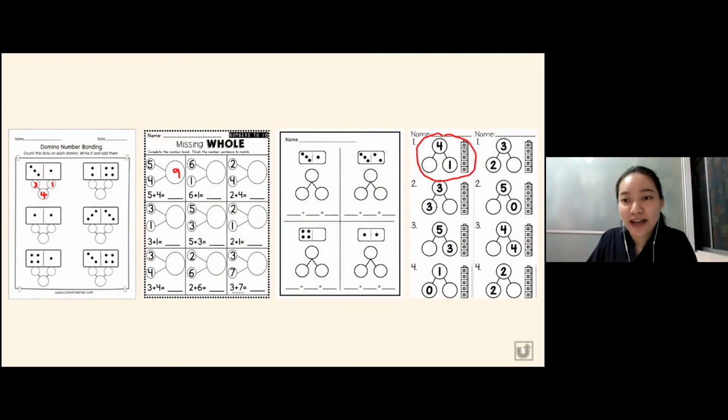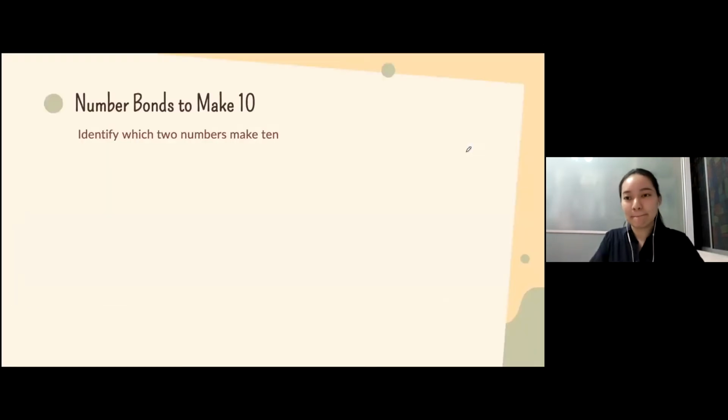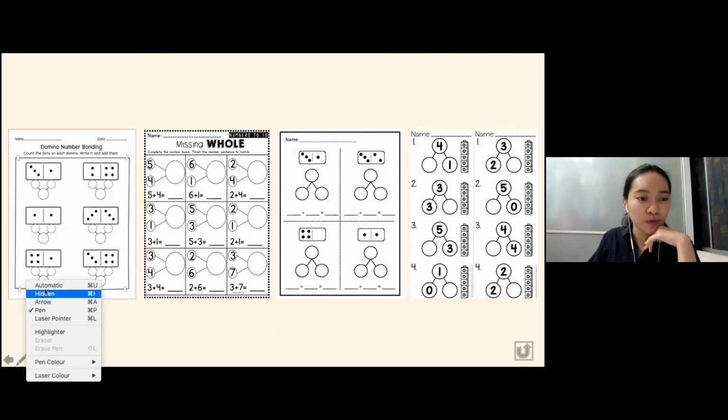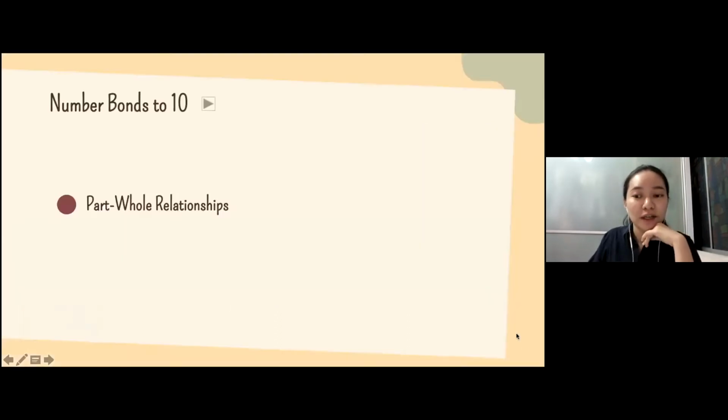So all together I have 4. So now I know I have 1. So let's color the 1. So how many are left? What is the other part? 1, 2, 3. I have 3. So this is part-whole, where the kid learns that two parts make a whole. Two numbers added together make a whole.